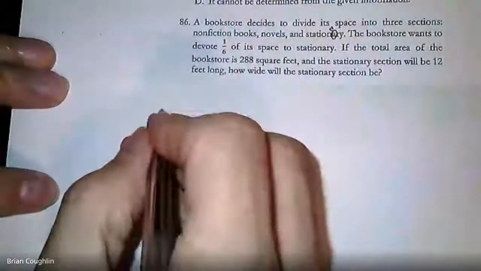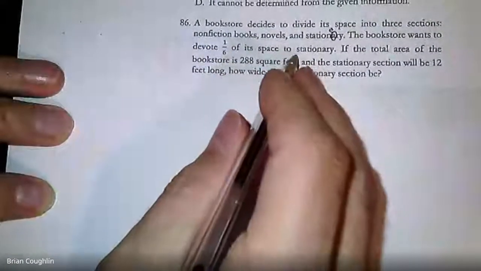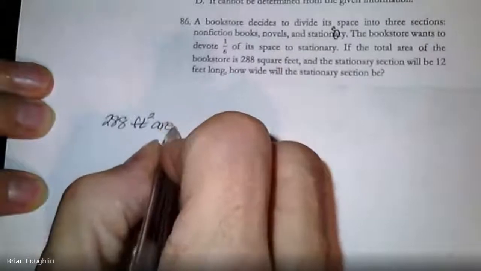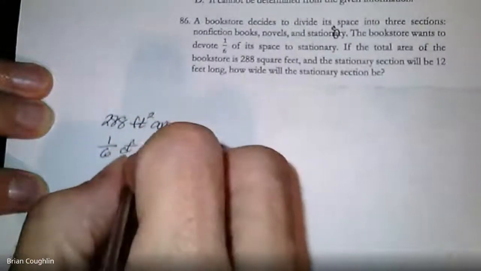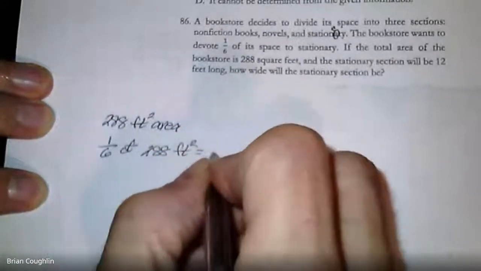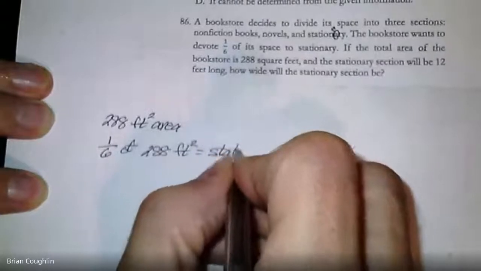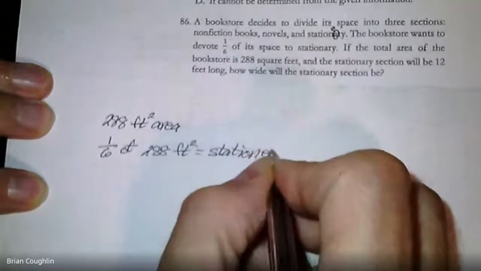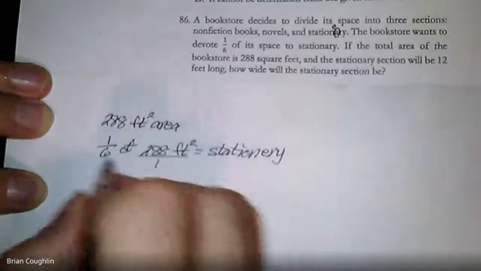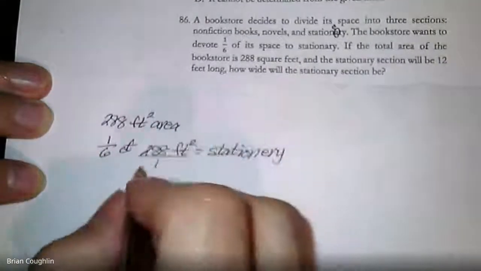Okay. Now, 1/6 of its space to stationery. Now, we have 288 square feet of area. And they have 1/6 of that area of 288 square feet for stationery. Now, how much is that? Well, does 6 go into 288? As it turns out, it does.